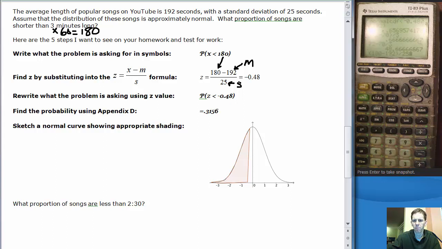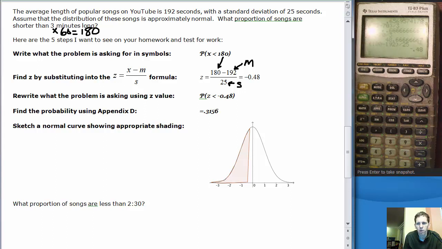In our next step, we're going to rewrite the problem based on this z value. So instead of finding the probability that x is less than 180 seconds, we're going to use a value that would appear on this bell curve, a z-score that's less than negative 0.48. So we're replacing the x with this z, and we're replacing the 180 with this negative 0.48.